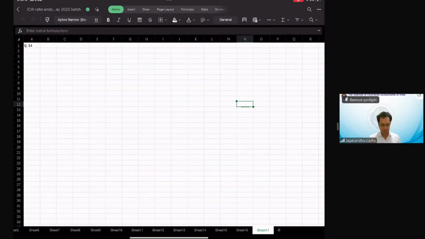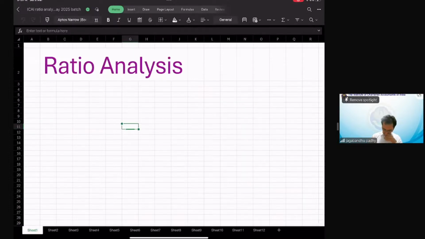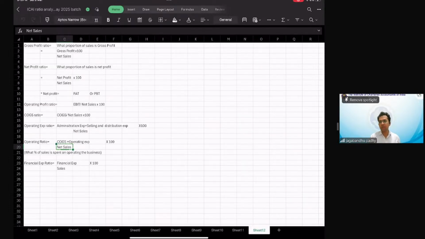The net profit is transferred to the balance sheet, but then that will be clubbed with the opening balance of reserves and opening balance of CN.